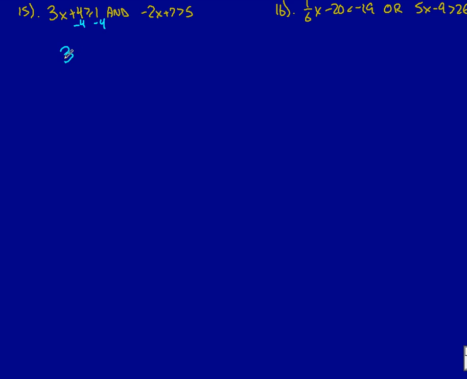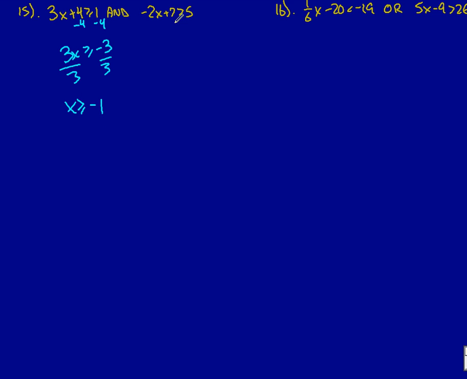Okay, last ones. 15 and 16 here. These ones I can just solve separately because they're already in separate statements. So for this one, I'll subtract 4 from both sides. 3x is greater than or equal to negative 3. Divide both sides by 3 to get x is bigger than or equal to negative 1.